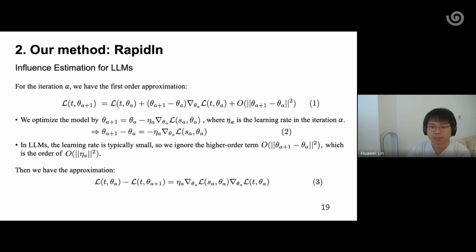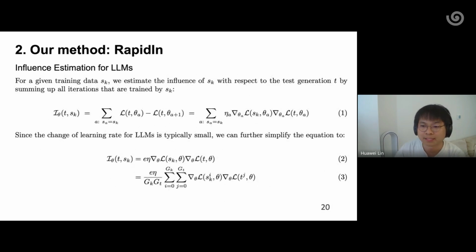So we then have equation 2, where eta is the learning rate. Besides, the higher order term can be approximated as the order of the square of eta. In large language models, the learning rate is typically small, so we can just ignore the higher order terms. Then we can get equation 3: the loss of theta_A minus the loss of theta_A plus 1 equals the learning rate times the inner product between the gradient of the loss of S_A and the gradient of the loss of T.